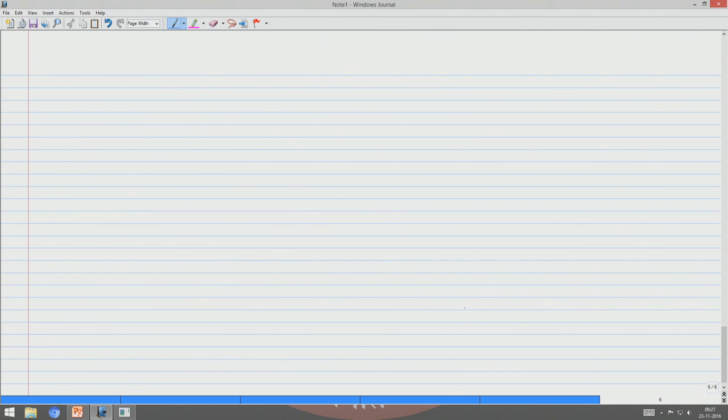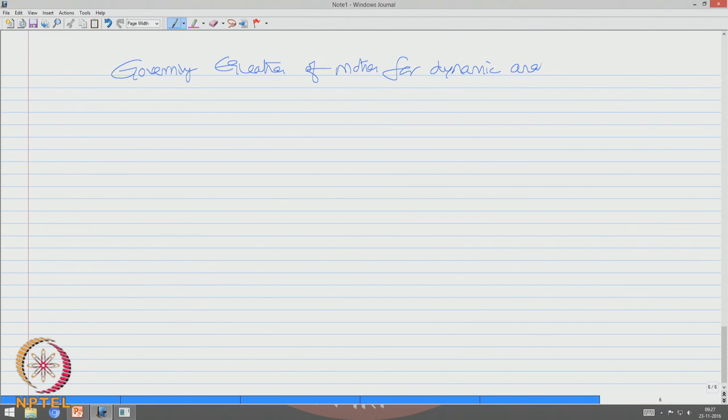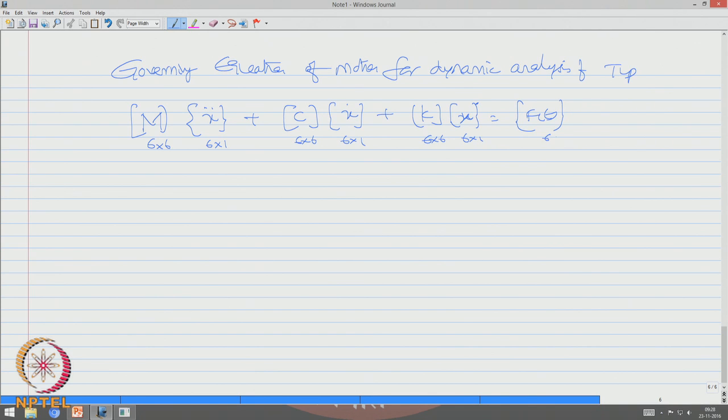To answer this, let us try to write the governing equation of motion for the analysis of a TLP. So, m x double dot plus C x dot plus K x is f of t. We all know that TLPs are about 6 degrees of freedom. Therefore, these matrices are of order as written now. So, ultimately we will get a 6 by 6 matrix of mass, damping, stiffness and a force vector of 6 by 1.